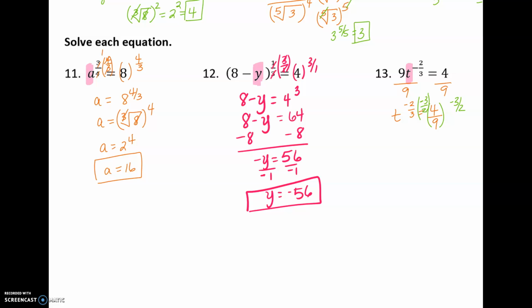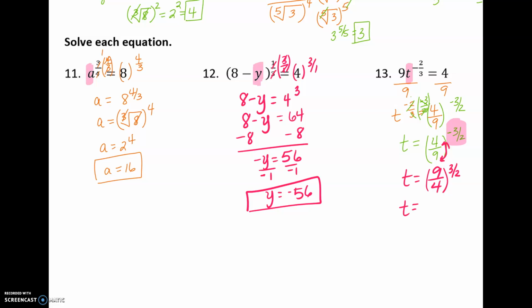That becomes negative, and that becomes 2 negatives make a positive. So we have t to the 4/9, which is raised to the negative 3/2 power. Okay, this is tricky. When you have a negative exponent, you can't do anything until you flip it. The denominator becomes the numerator, the numerator becomes the denominator, and the exponent becomes a positive 3/2.